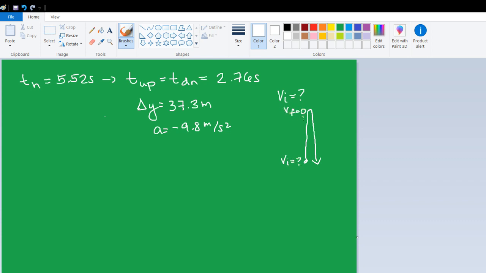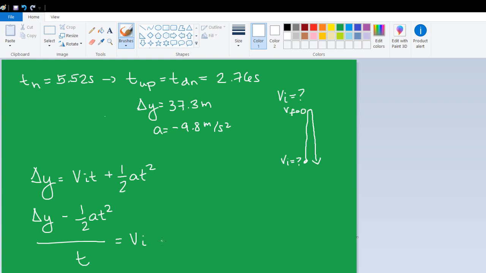VF, you know to be 0, because at the very top it's 0. So now we're going to analyze the other side of the motion. We're actually going to use the same equation, delta y is equal to VIT plus 1/2 AT squared. This time we're going to look for VI. Let's rearrange this a little bit. Delta y minus 1/2 AT squared all over T gives me VI. And if we plug in the values, let's do it.